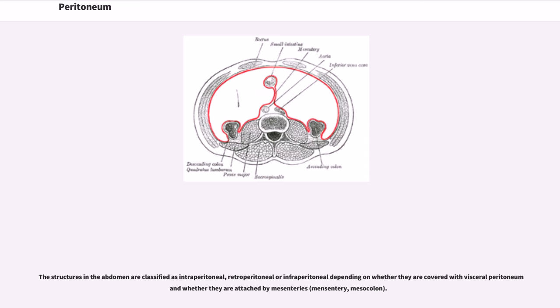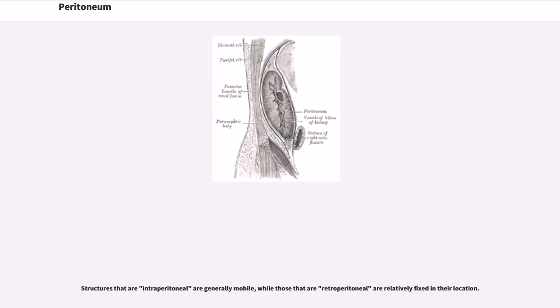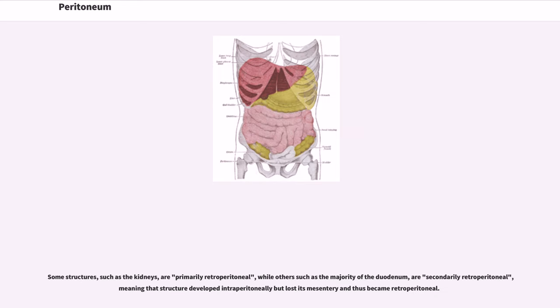The structures in the abdomen are classified as intraperitoneal, retroperitoneal or infraperitoneal depending on whether they are covered with visceral peritoneum and whether they are attached by mesenteries. Structures that are intraperitoneal are generally mobile, while those that are retroperitoneal are relatively fixed in their location. Some structures, such as the kidneys, are primarily retroperitoneal, while others such as the majority of the duodenum, are secondarily retroperitoneal, meaning that structure developed intraperitoneally but lost its mesentery and thus became retroperitoneal.